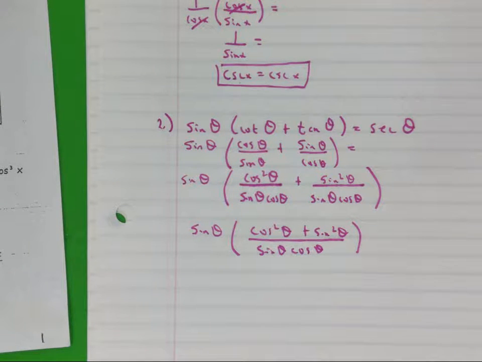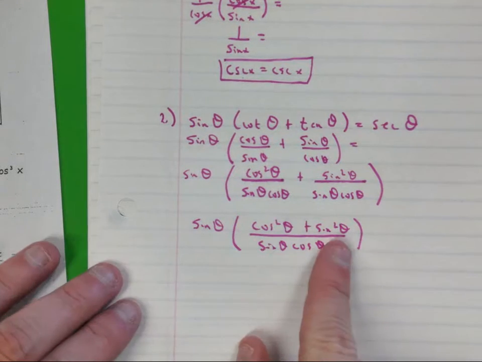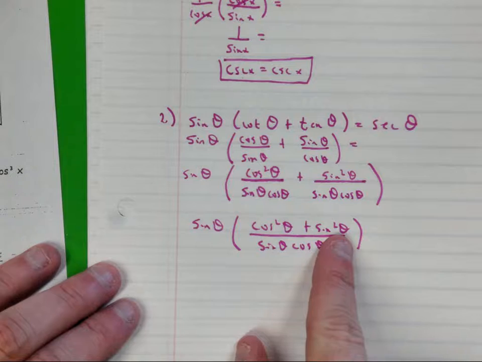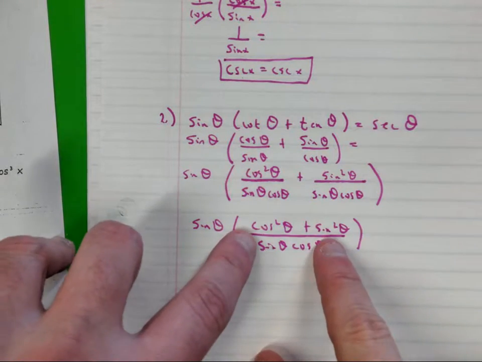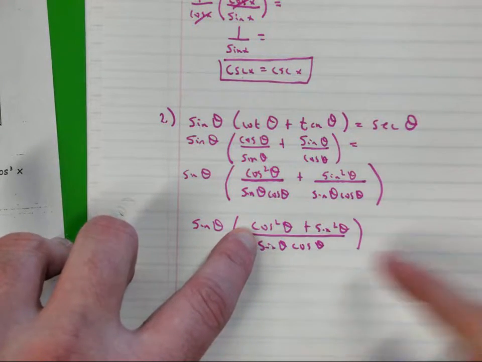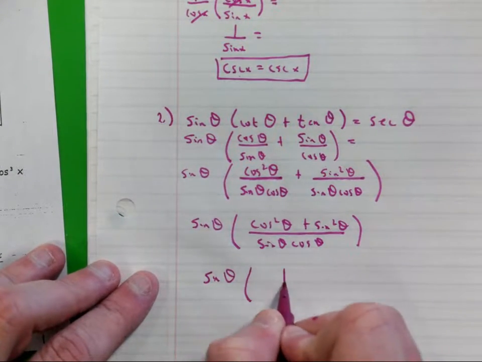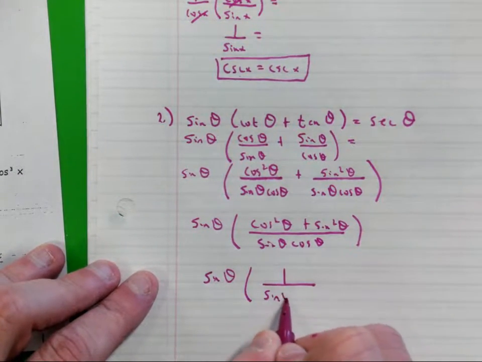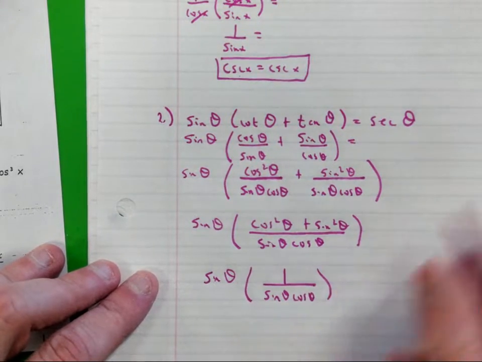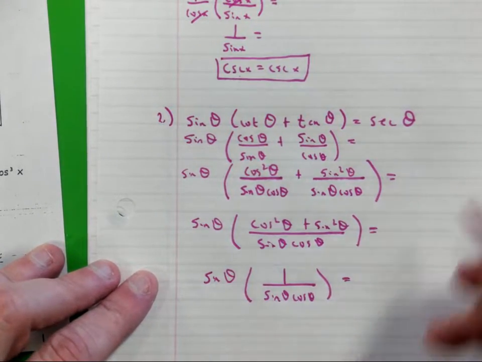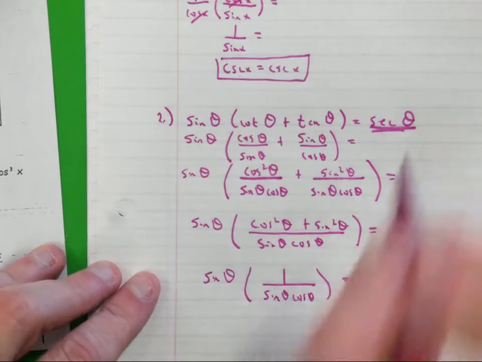Is that one of these? Yes, it is. Okay. What is sine squared plus cosine squared equal to? 1. Even though it's turned around, can I not put a 1 right there? Does that make sense? This over this, I added this plus this. Cosine squared plus sine squared is 1. Remember, what am I working toward? Secant.